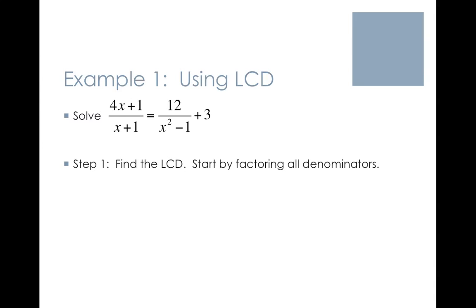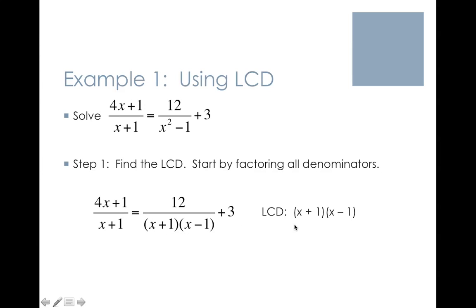So step 1. First, we need to find the LCD, and we'll do that by factoring all of our denominators first. In this particular equation, x + 1 cannot be factored any more than it is, but x² − 1 is a difference of squares, so it can be factored. We're going to rewrite that as (x + 1)(x − 1). And now we can tell from the denominators present that our LCD should be (x + 1)(x − 1).